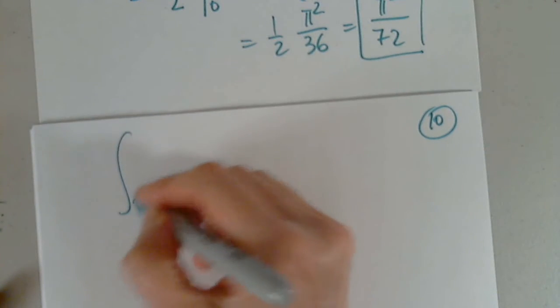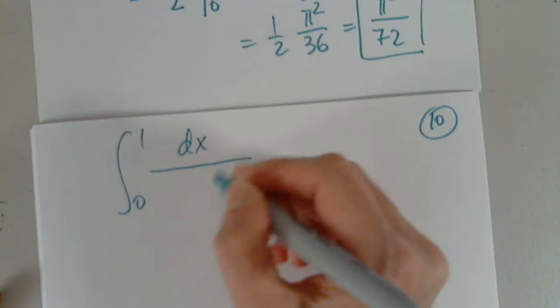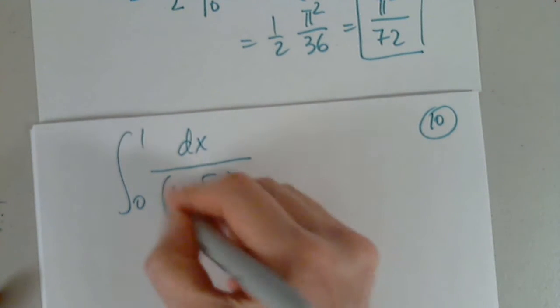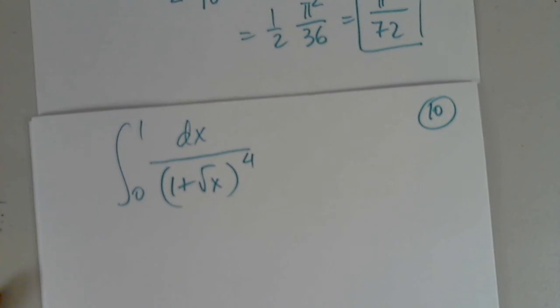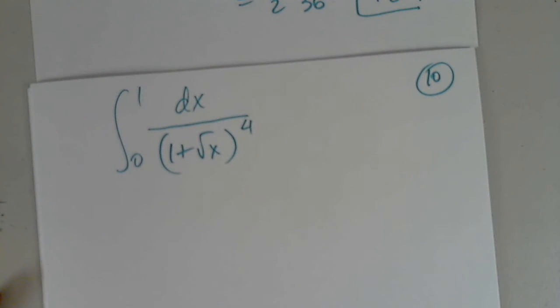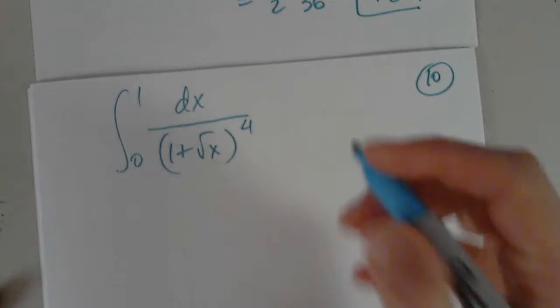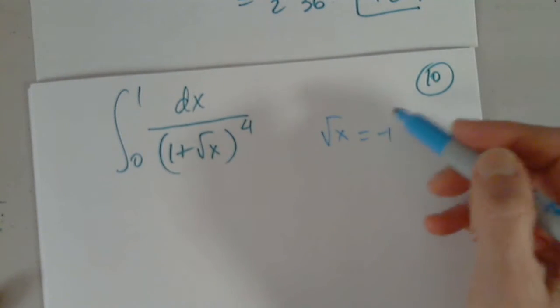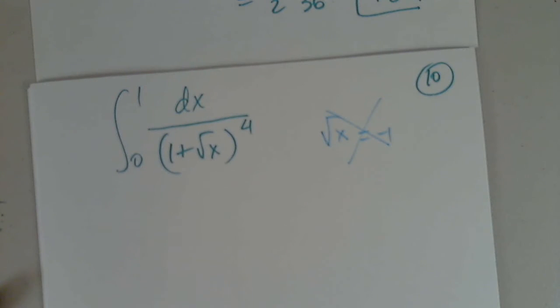Okay, here it is. The integral from 0 to 1 of dx over 1 plus the square root of x to the power 4. I have no idea where this will lead. We'll figure it out together. The function is undefined when the square root of x is -1, but that's not going to happen. So between 0 and 1, the function is continuous. So there are no problems here.